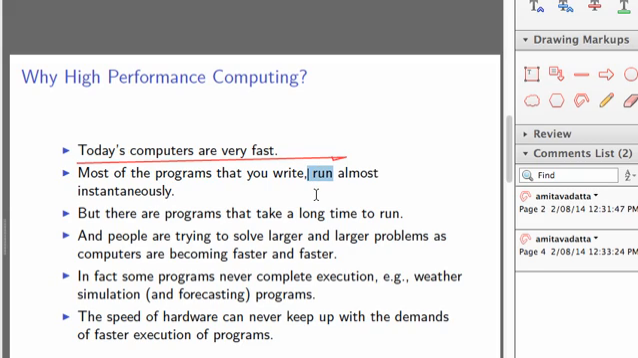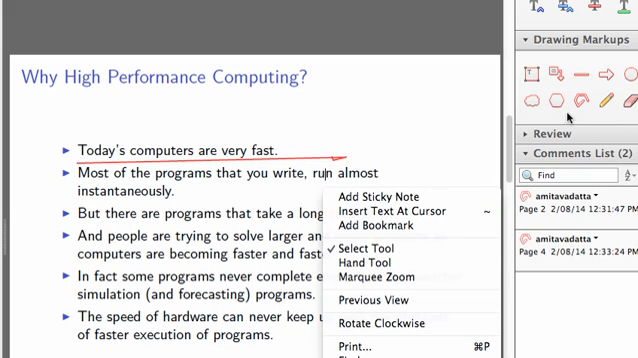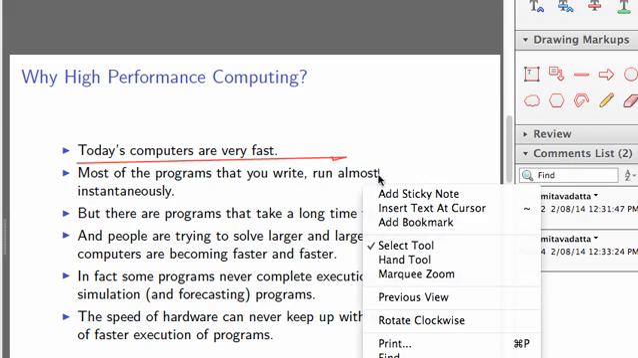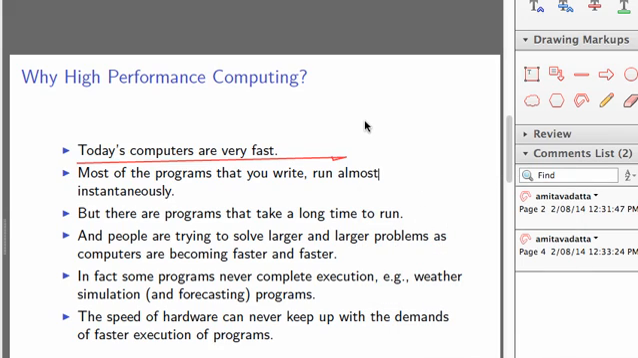However, we'll see soon that there are programs in this world which are very expensive in terms of running time, and they require a lot of computing power and a long time to run. Moreover, people are trying to solve larger and larger problems as computers are becoming faster and faster. Some programs never even complete their execution.